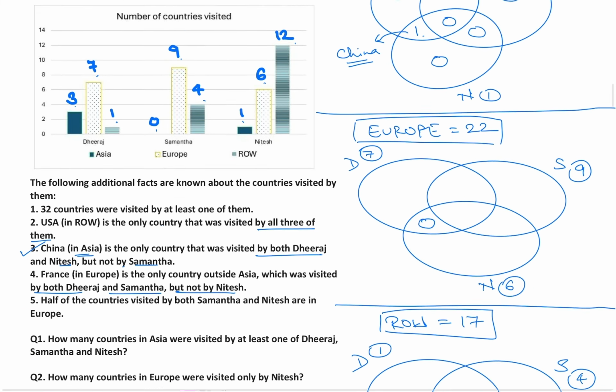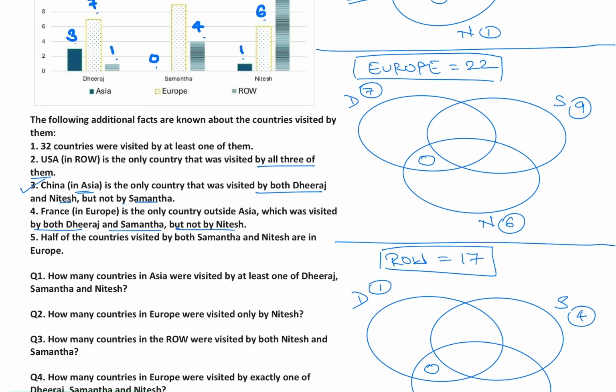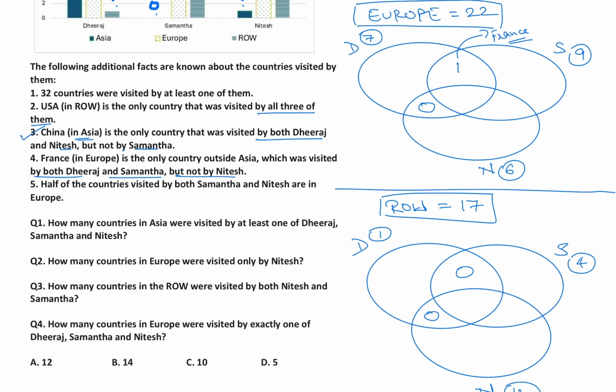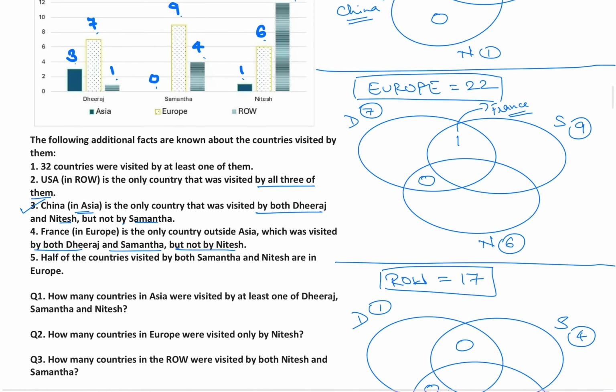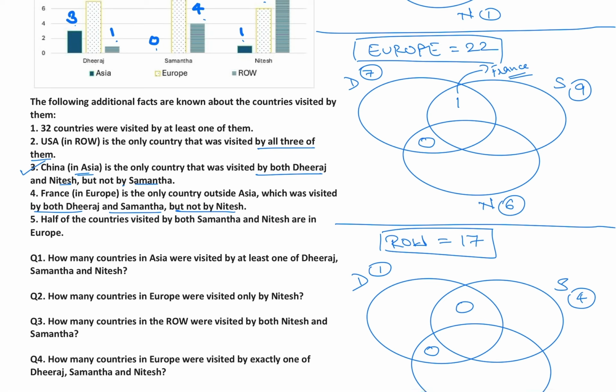Now let's move on to the next point. Let's take the Europe point now, which is my point number 4. France, a country from Europe, is the only country outside Asia which was visited by both Dheeraj and Samantha, but not by Nitesh. Dheeraj and Samantha, but not by Nitesh, is this point, which is nothing but France. Okay, so for the other Venn diagrams, this will be 0 because it's the only one that's visited by them, and this we already have 0. Okay, so I'm done with my fourth point as well.